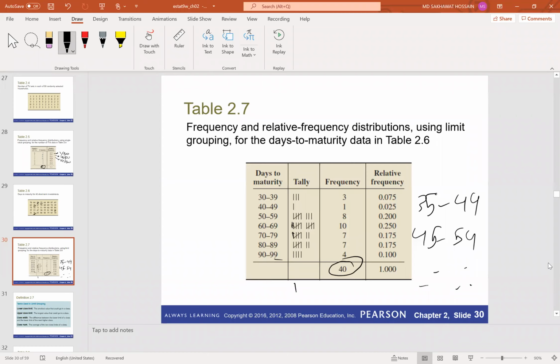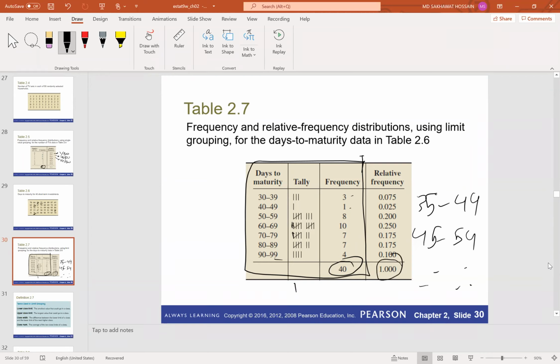Then till now we have the frequency distribution or frequency table, but we need to construct the relative frequency table. The last column will then be relative frequency. So that's 3 divided by 40, 1 divided by 40, 8 divided by 40, 10 divided by 40, and so on. And the total is 1.